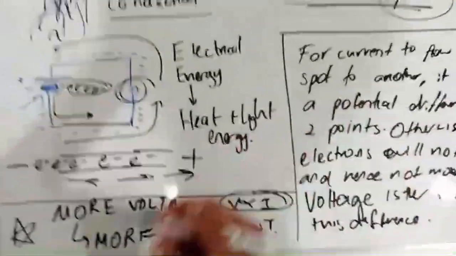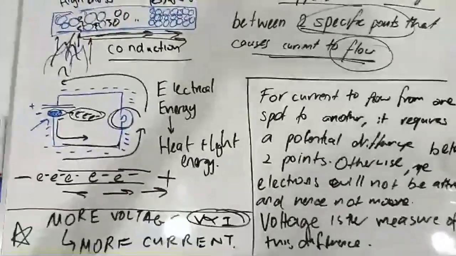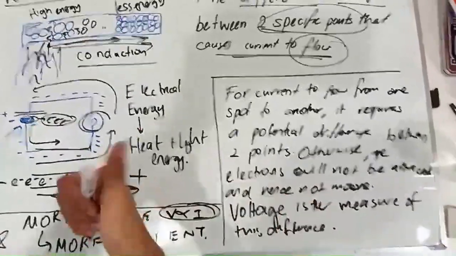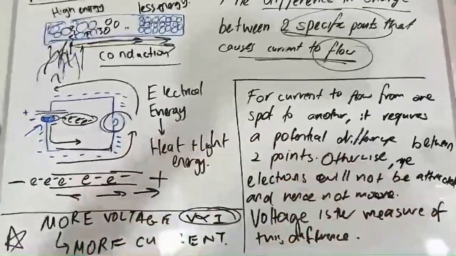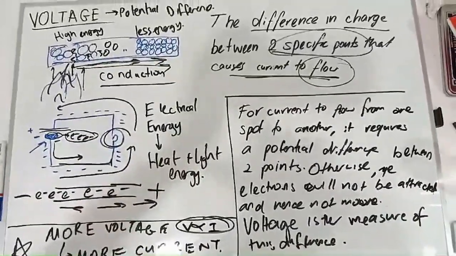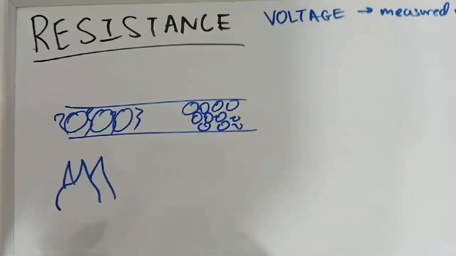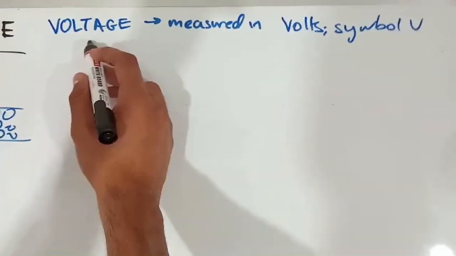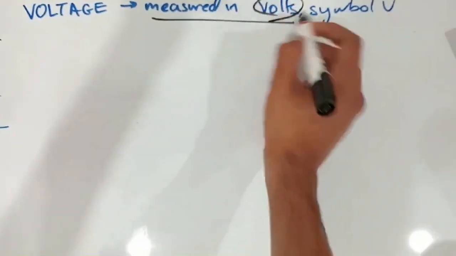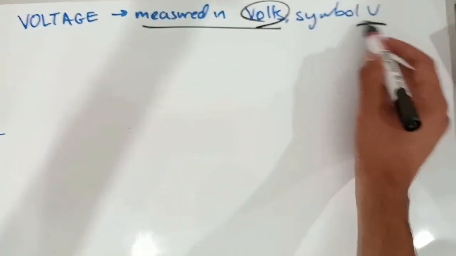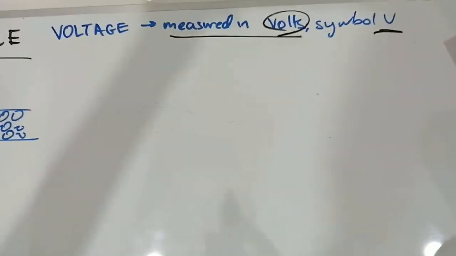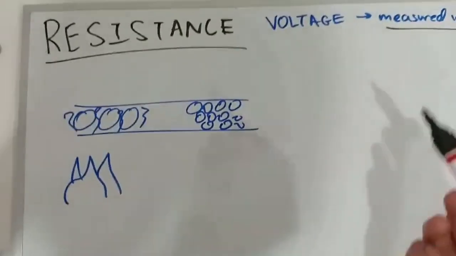And so this is where the concept of resistance comes in. This is where we can find resistance. So let's quickly take a look at resistance now. But before we do that, let me just clear something about voltage. Voltage is measured in volts, and the symbol for voltage is V. Unlike current, voltage is simpler, because for current the symbol is I and it's measured in amperes. Anyway, now let's look at resistance.